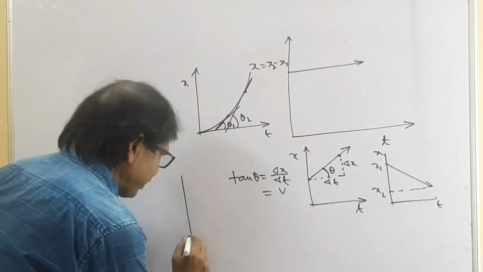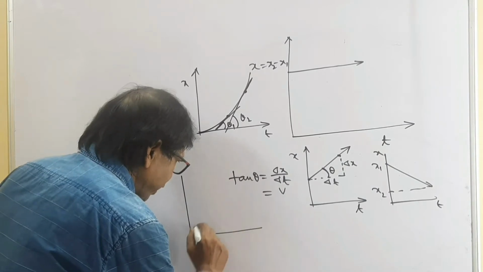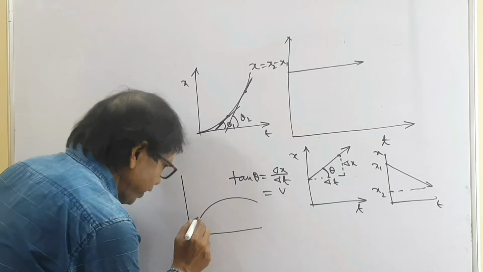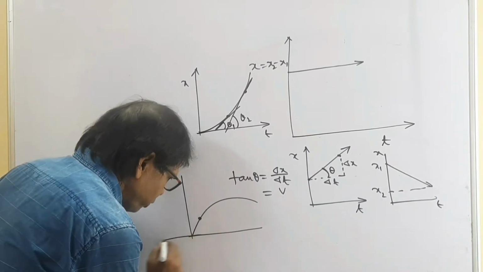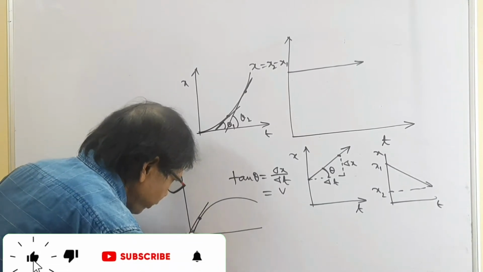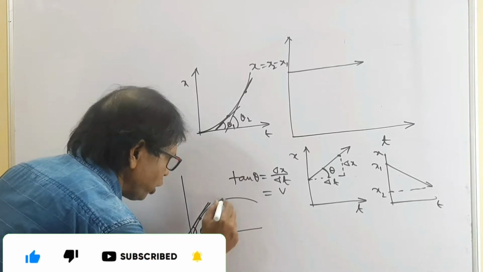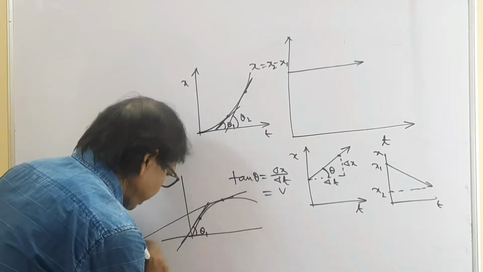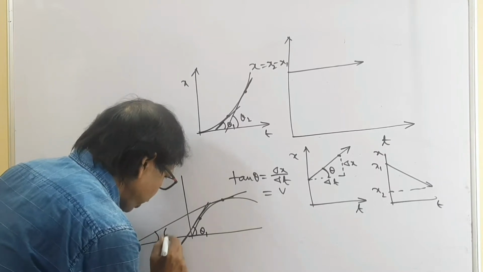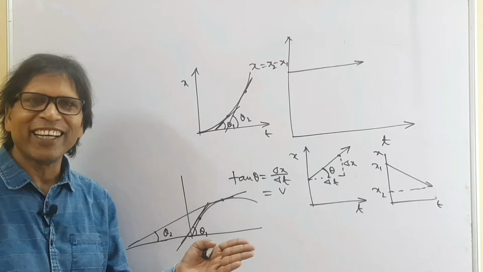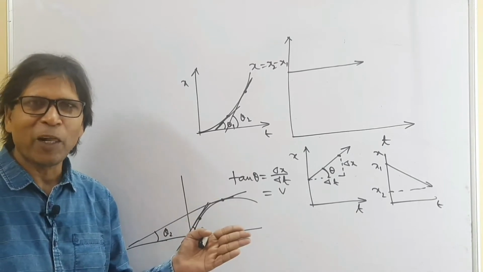Now look at this graph. This graph represents the retardation. Look at this point, the tangent makes an angle theta 1. Now this point, the tangent makes an angle theta 2. Here theta 2 is less than theta 1, so velocity decreases. So it is the retardation.